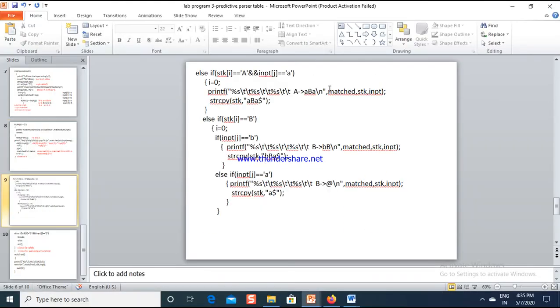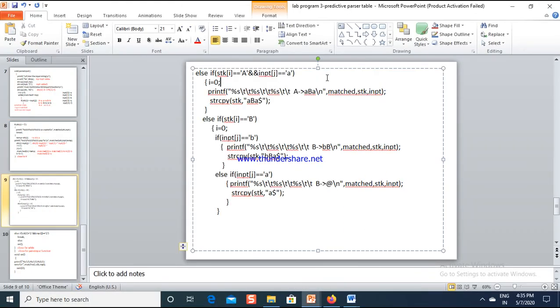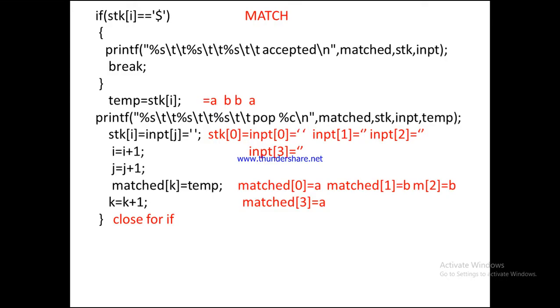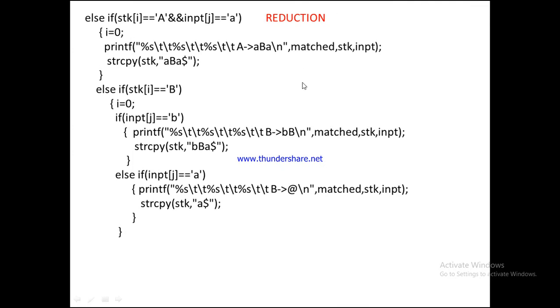So this is nothing but the reduction portion. I'll write it here so that when you check it, you will come to know that this is reduction. Whenever there is no match, I should go for the reduction. So here we are doing the reduction, and whenever there is a match, I'll enter into this particular concept. Whenever there is a match, I'll come to this portion, and whenever there is no match, I should go for the reduction portion.